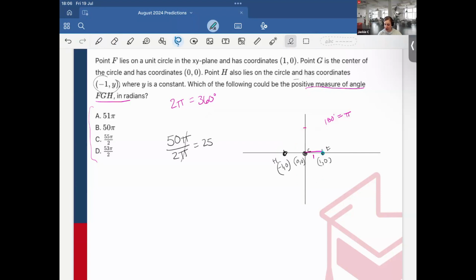However, I need to get to FGH, which is an extra pi. So this is just 25. It won't take into account this angle here. But if I do 50 pi plus pi, this accounts for the extra 180 degrees, so it's got to be 51. Hopefully that makes sense and is amazing to everyone watching this video.